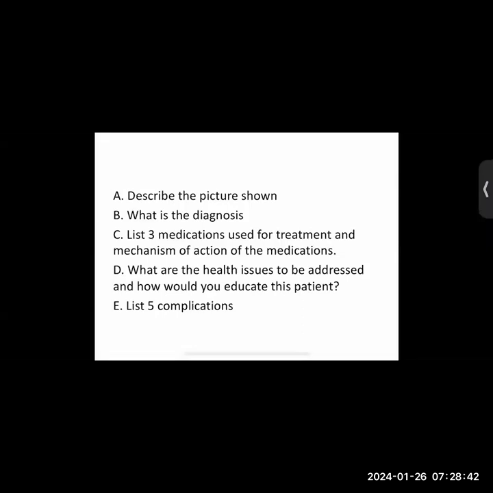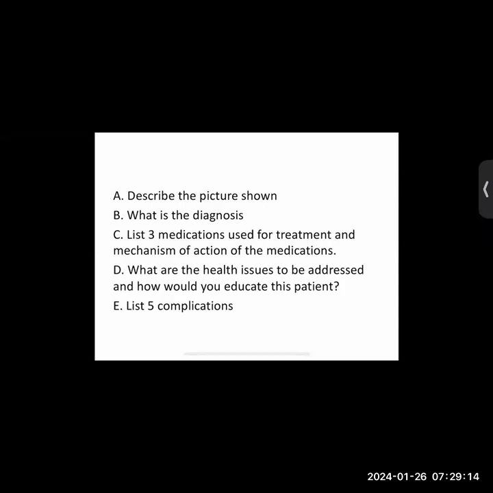Then the mechanism of action for most of the medications, they are neurotoxic to the mites. It is caused by Sarcoptes scabiei mites, Sarcoptes scabiei var hominis, that's the one that affects humans. And the treatments are neurotoxic to the mites, the Sarcoptes scabiei mite. So you can go on with the question D.